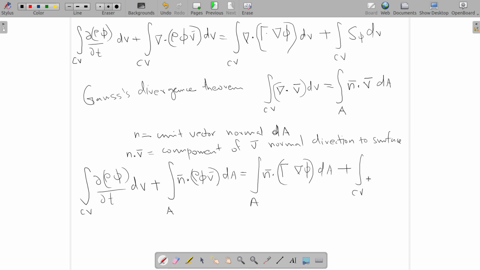plus the integral over the control volume, and also the source term. So this is one of the most important equations for us. How we actually perform this integration is something we will see in the coming classes, and we will discuss more details about it.